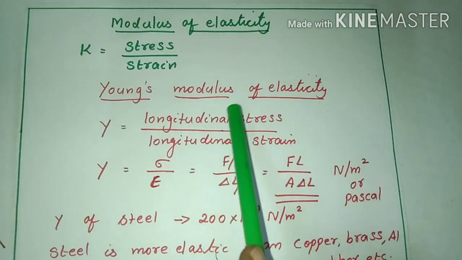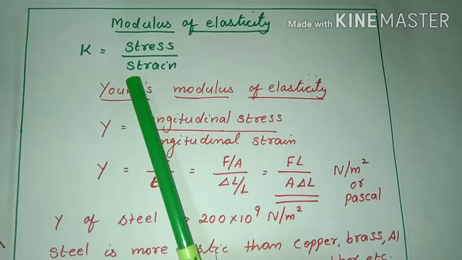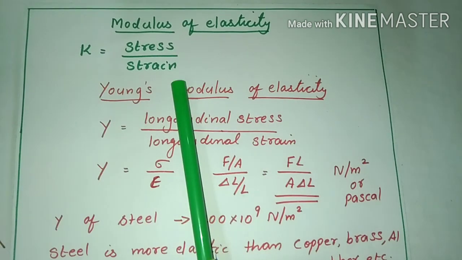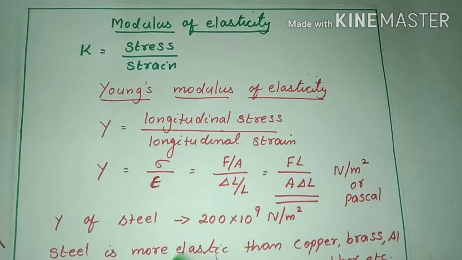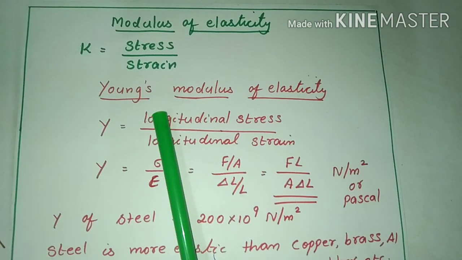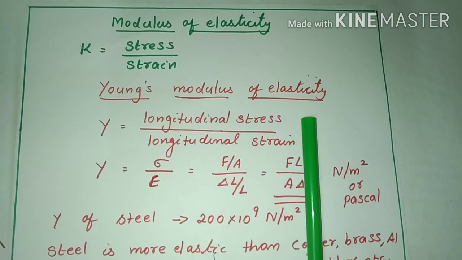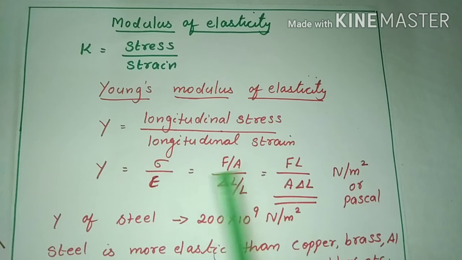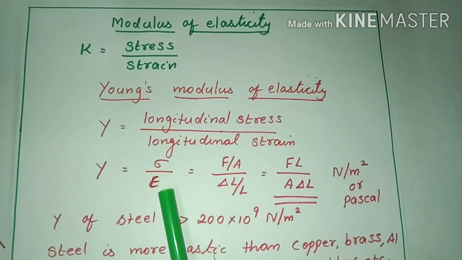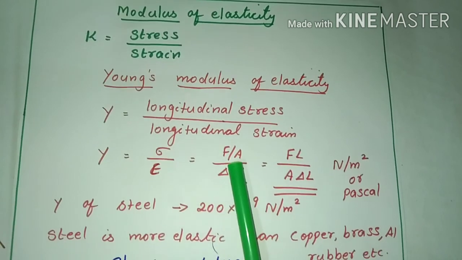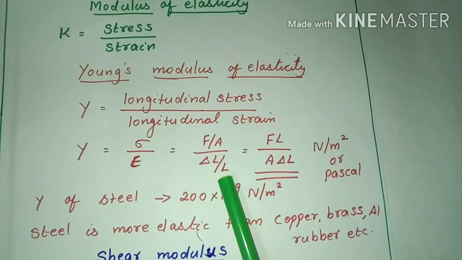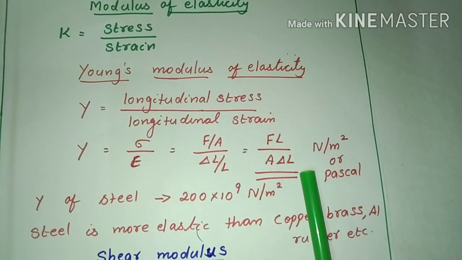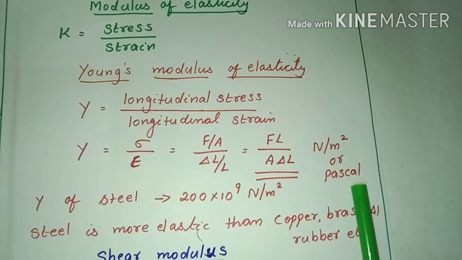We studied the modulus of elasticity. It is the ratio of stress to strain and is represented by K. K equals stress by strain. Then there are different types of modulus of elasticity. The first one is Young's modulus of elasticity. It is the ratio of longitudinal stress to longitudinal strain. That is, Y equals sigma by epsilon, where longitudinal stress equals F by A and longitudinal strain equals delta L by L, so Y equals F L by A delta L. Its unit is Newton per meter square or Pascal.